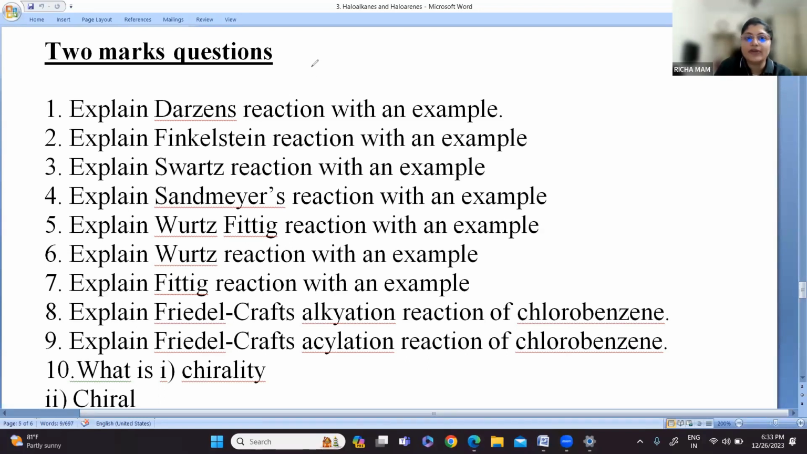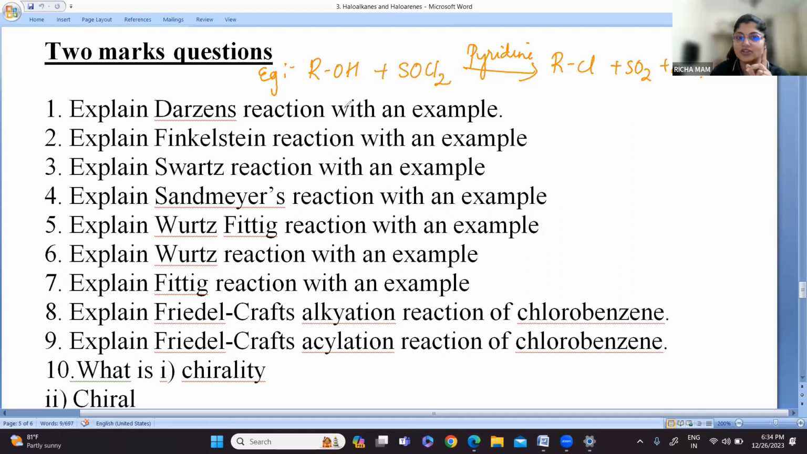When alcohols are reacted with thionyl chloride in the presence of pyridine, you get alkyl halides, alkyl chlorides, plus SO2 gas plus HCl. So this is Darzen's reaction. This example is very important.